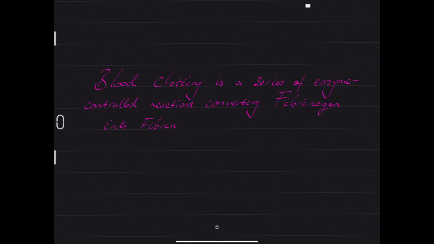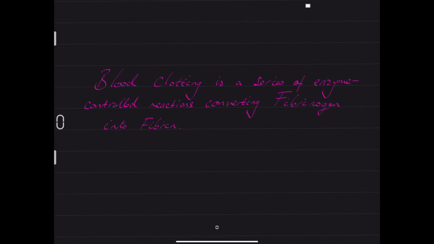Now, why this is important is because once we get this fibrin, it traps other platelets and other red blood cells together, and it produces a network of proteins. The fibrin produces a network of proteins that capture other red blood cells and more platelets to form a clot that stops further blood loss.